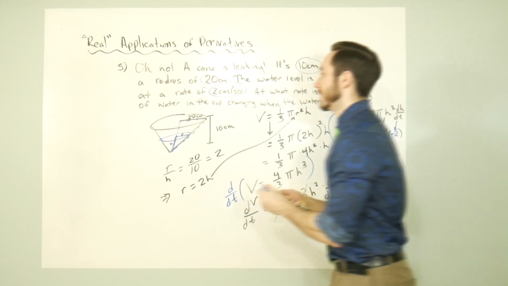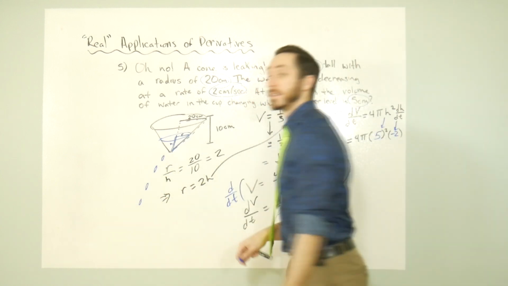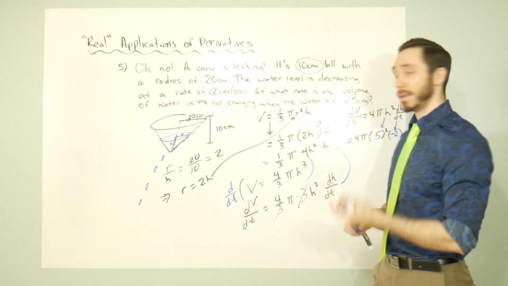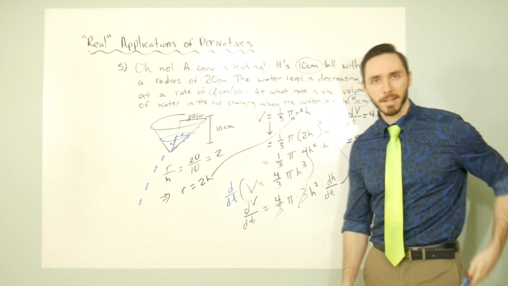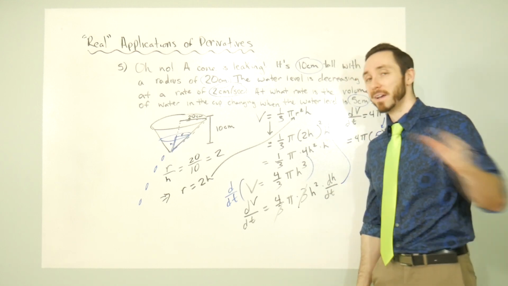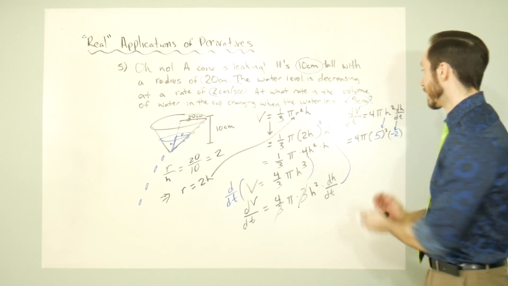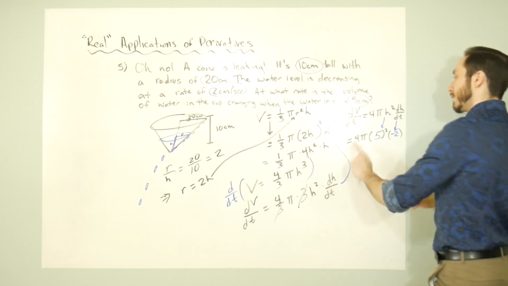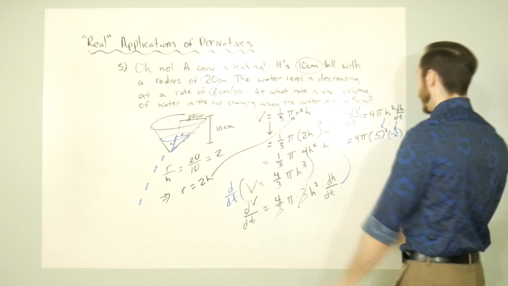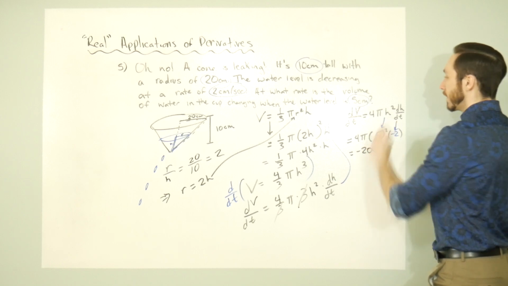If we consider the contextual matter here, it's leaking, right? I'm going to draw some water droplets. It's leaking. The volume's going down over time. If you got a positive number, you should immediately be suspicious of your answer, because if the volume's going down and you're saying the rate is positive, something doesn't match here. We're going to get a negative this way. So 5 squared is 25, times 4, that's 100. So this will be negative 200 pi.